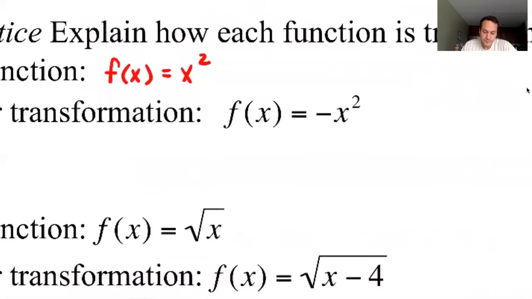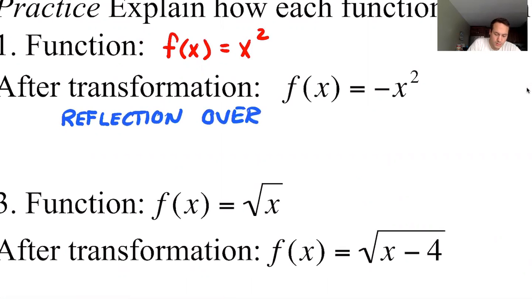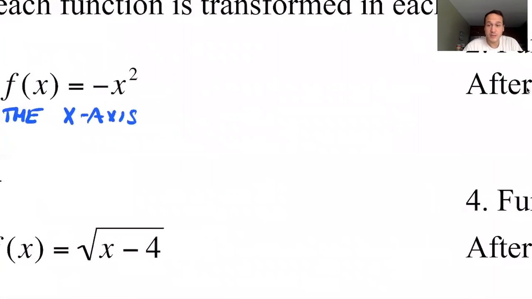Okay, so if I take the square root of x squared and I change it to negative x squared, this is going to be a reflection over the x-axis. How did I know it was over the x-axis and not the y-axis? There's no parentheses, so it comes out in front of the function itself, okay? There's no other transformations in that one, so we are good to move on.